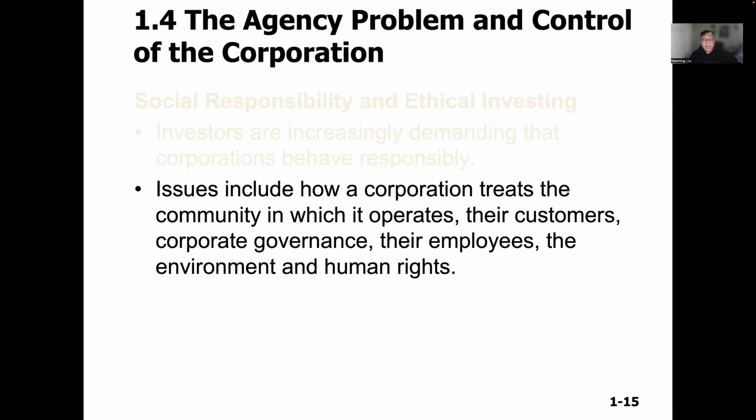So a corporation has to be responsible for the communities where it operates, for the customers, for the employees, and for the environment, even human rights. It's kind of interesting now. For example, AMW advertises their beef as the best quality, so they are responsible for their customers' health.